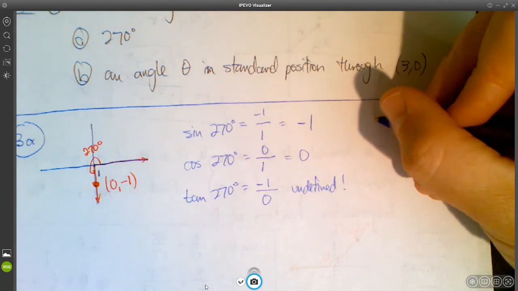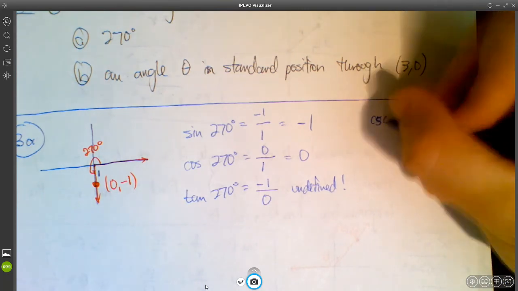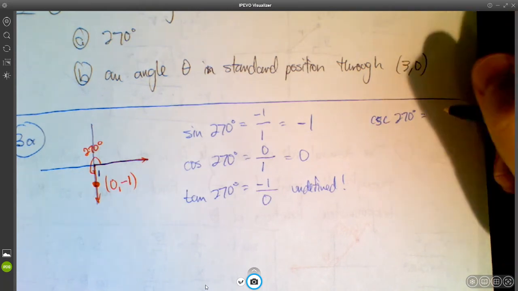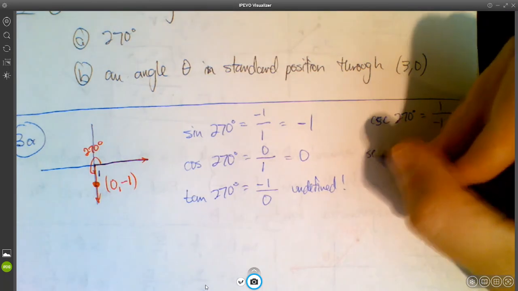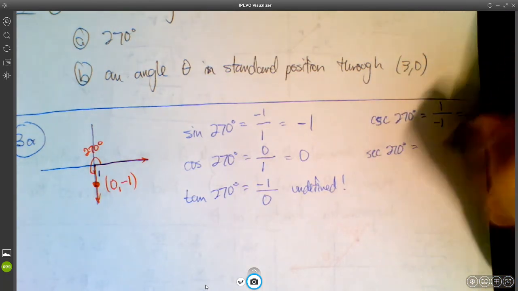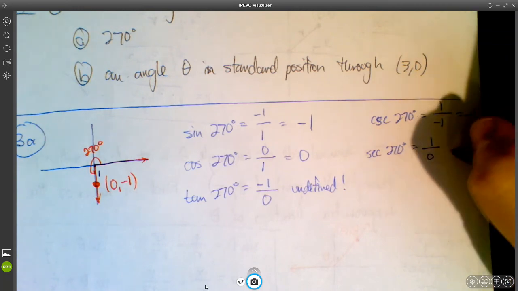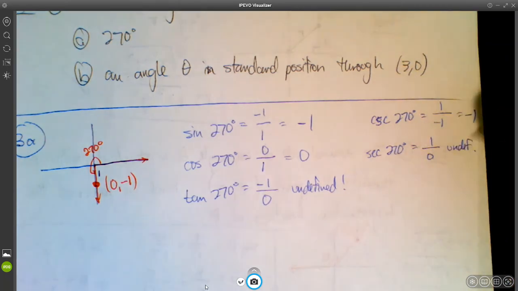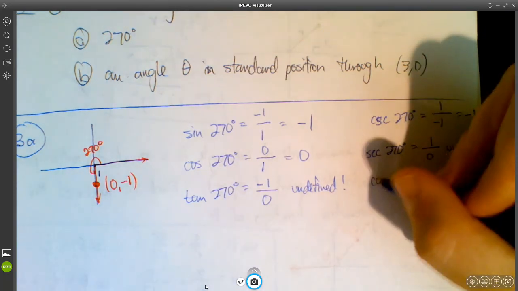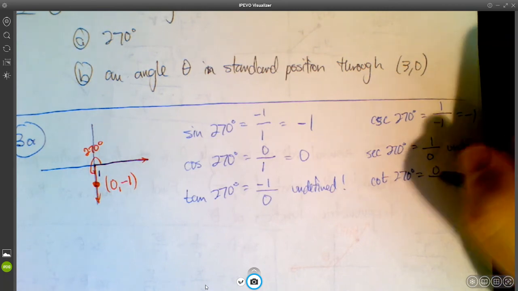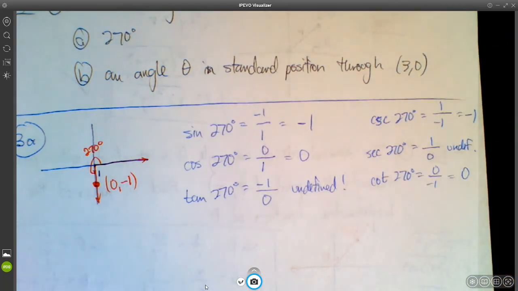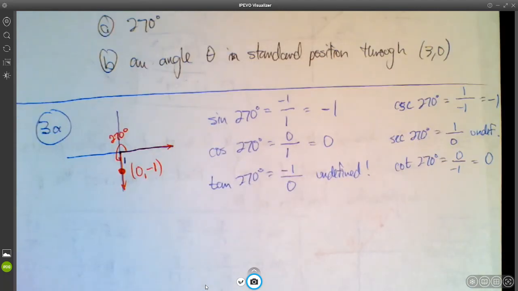But anyway, cosecant of 270 degrees is going to be r over y, which is again -1. Secant of 270 degrees is going to be r over x, ooh, undefined. And then cotangent of 270 degrees is going to be x over y. Well, that's just 0. So there you go. Those are the 6 trig function values for an angle of 270 degrees.